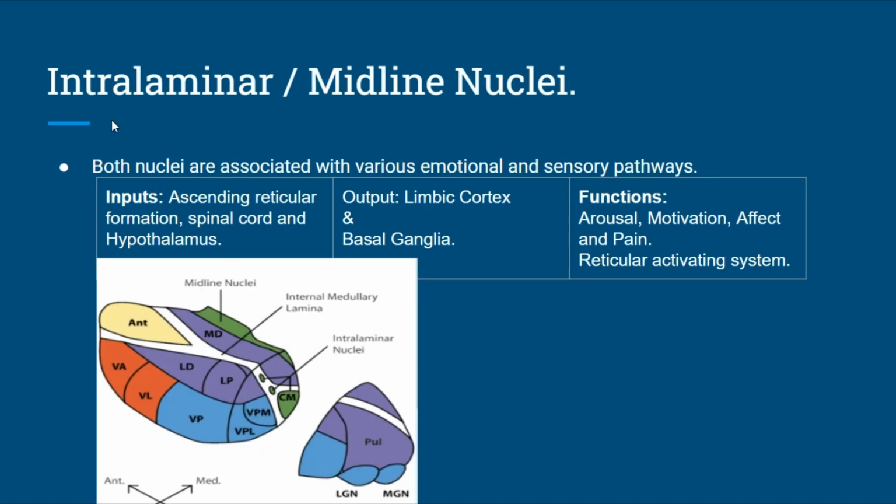Now we have the final slide, and this one is the intralaminar and the midline nuclei. You look at one half of the thalamus. This right here is the midline nuclei in the middle, and this is the intralaminar, the internal medullary lamina. The medullary lamina, as we discussed before, divides all these nuclei into different groups. So the intralaminar nuclei are present right here. These small little structures are getting ascending reticular information. That's the input: spinal cord and hypothalamus, and the output is to the limbic cortex and basal ganglia. The function includes arousal, motivation, affect, pain, and the reticular activating system.